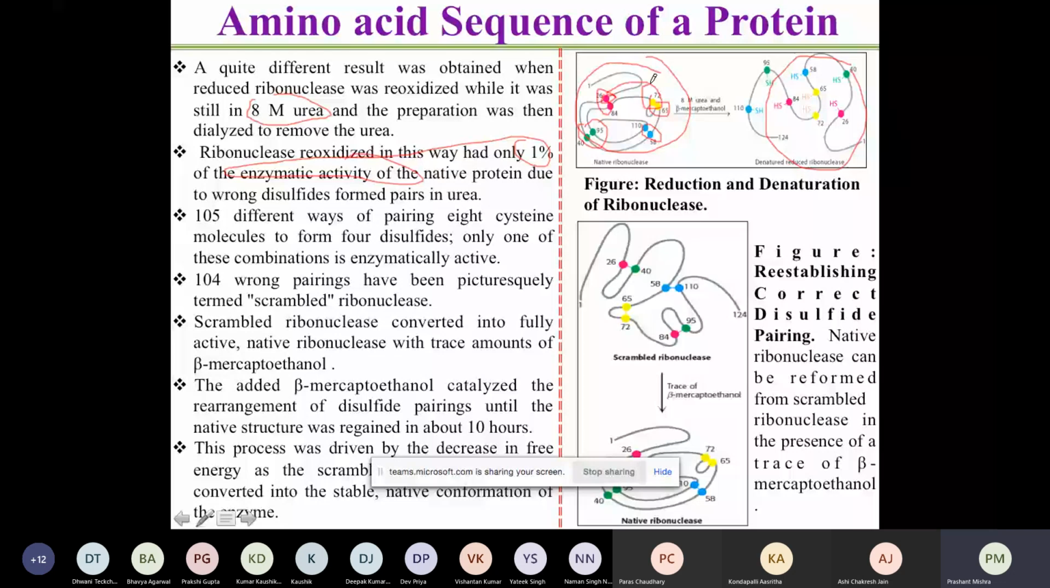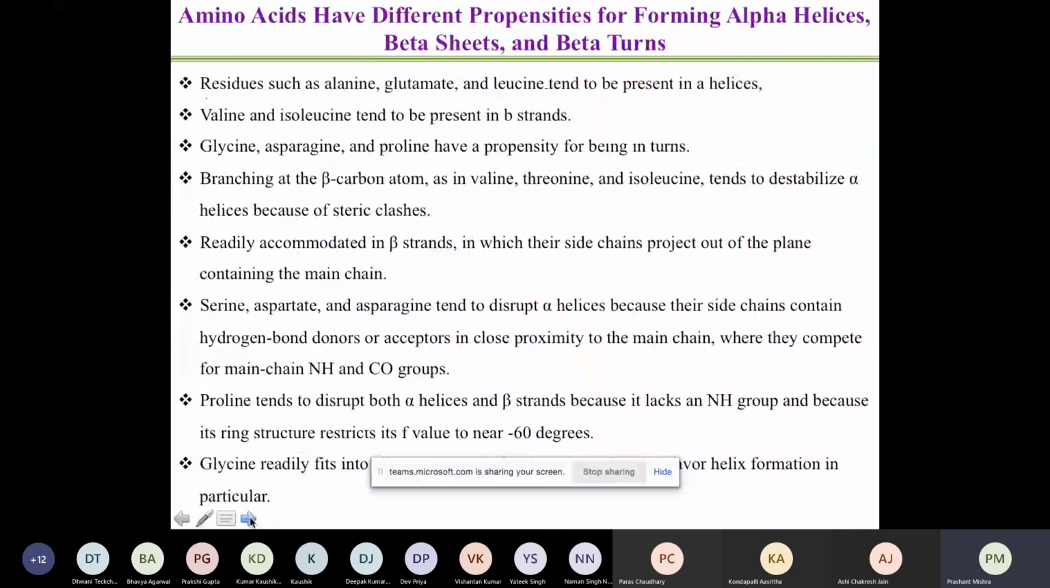So a very important thing is that when the protein is denatured and after that renatured, during the process of renaturing it should attain its native structure. Otherwise, there is a huge possibility that it will lose its function. So for functionality, it is important that it gains its native structure. Now we are looking at the residues.